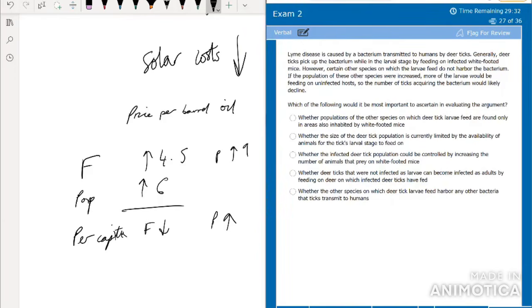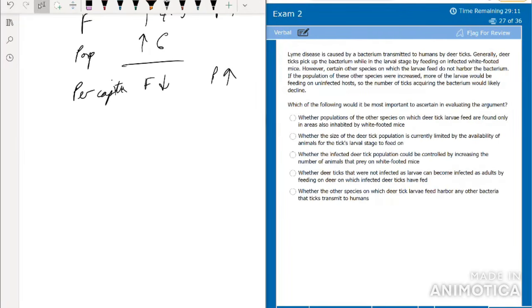Which of the following would it be most important to ascertain in evaluating the argument? So what's the argument? Lyme disease is caused by bacterium transmitted to humans by deer ticks. Generally, deer ticks pick up the bacterium while in the larval stage by feeding on infected white-footed mice. However, certain other species on which larvae feed do not harbor it. Okay. So the argument is about the number of ticks acquiring the bacterium.